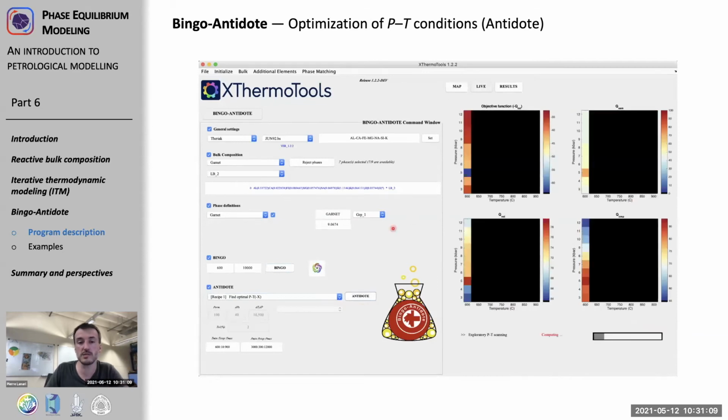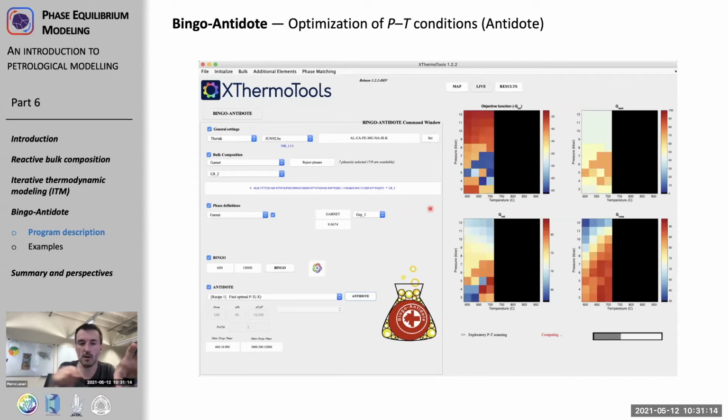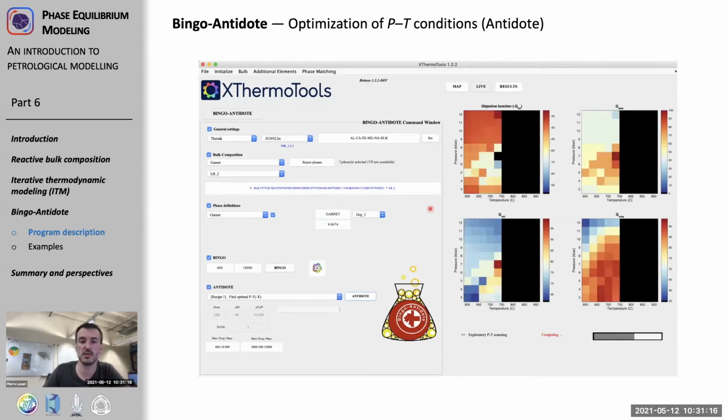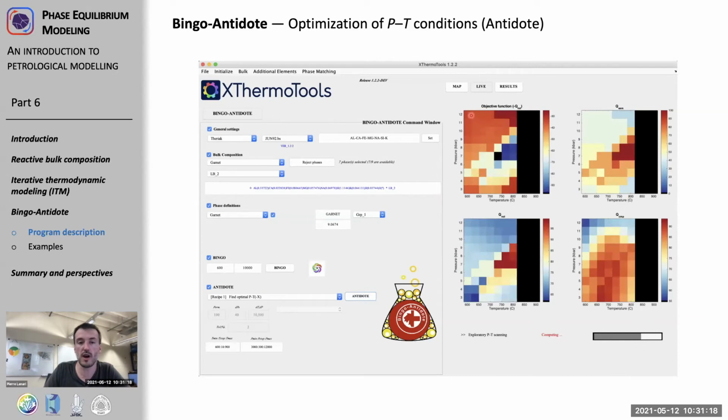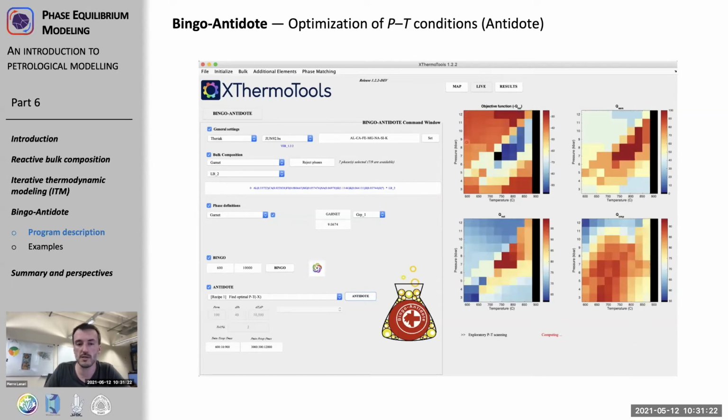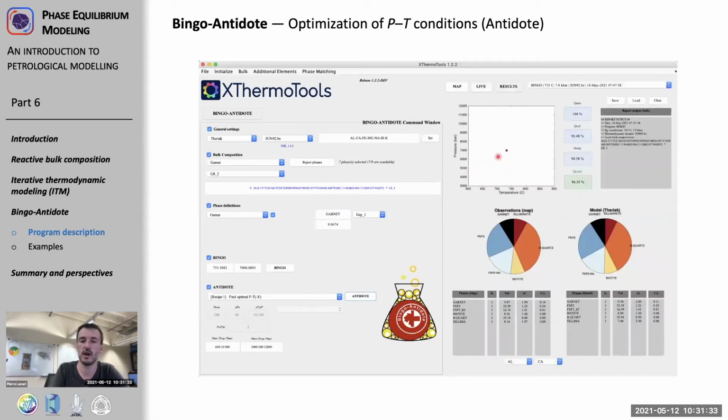And this is a real-time calculation with Bingo-Antidote. So the program starts by gridding, so by minimizing the Gibbs energy for any PT conditions, and it draws maps of Q total. This is minus Q total because we try to do a minimization, and you have the QASM, Q volume, and QCMP. And then from this point, the program will run an inversion and converge to the optimal pressure and temperature for this specific case.